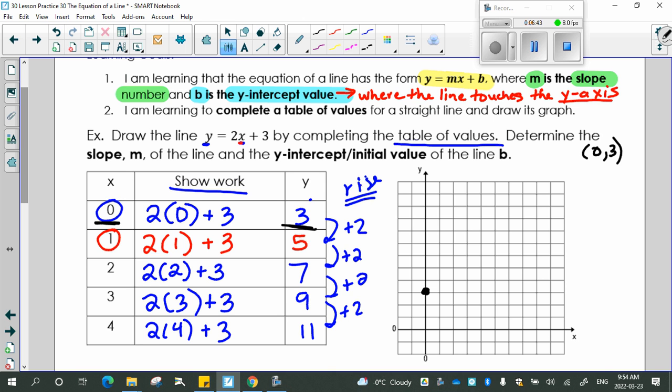Okay? Now I'm looking at when x is 1, y is 5, so the point 1, 5. So who can tell me how to get to the point 1, 5 on my graph? How do I get to that point?